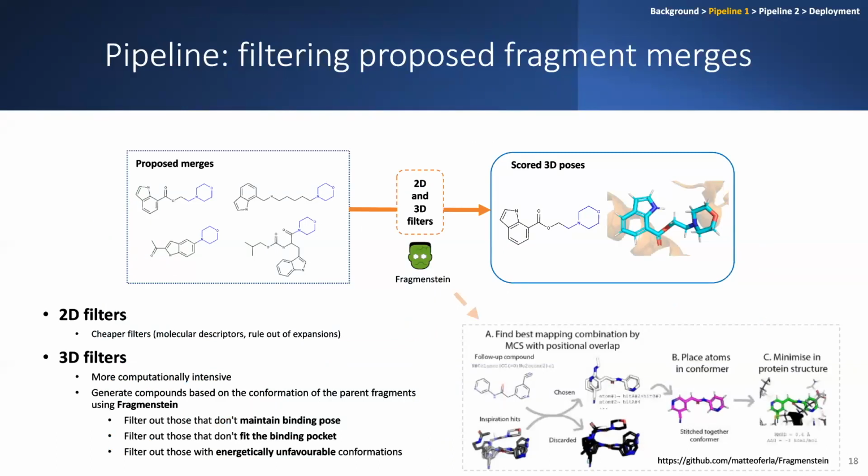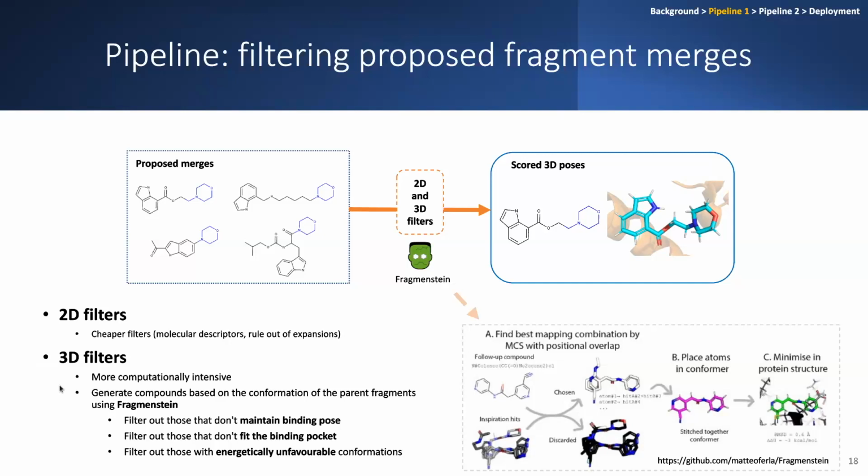After that, we have all these 2D proposed merges, and what we want to do is to filter them and to find the things that are most promising and are most likely to recapitulate the binding pose of the original fragments. So we pass them through some simple and cheap 2D filters, things like ruling out things based on Lipinski rules or ruling out things that look like maybe expansions of just one fragment. Then we pass them through the more computationally intensive 3D filters.